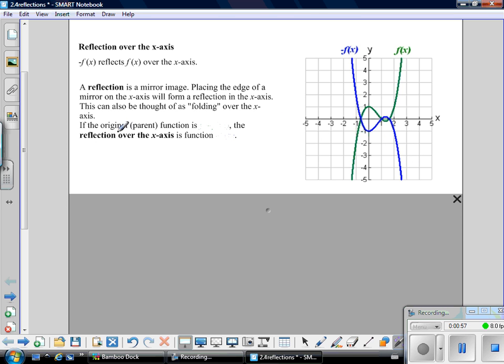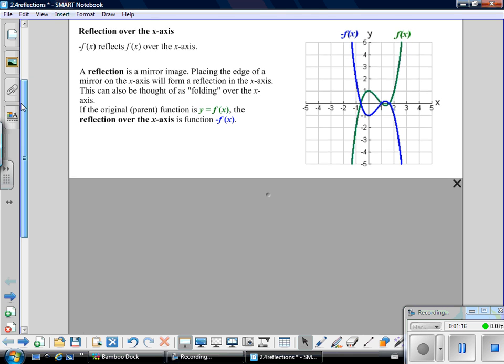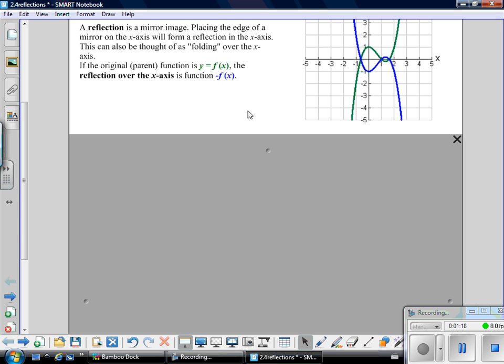So if the original parent function is f of x, the reflection over the x-axis is the new function negative f of x. You've seen this before when you've reflected parabolas, but it can work for any function. We're going to talk about how we actually do that with graphs in a moment.